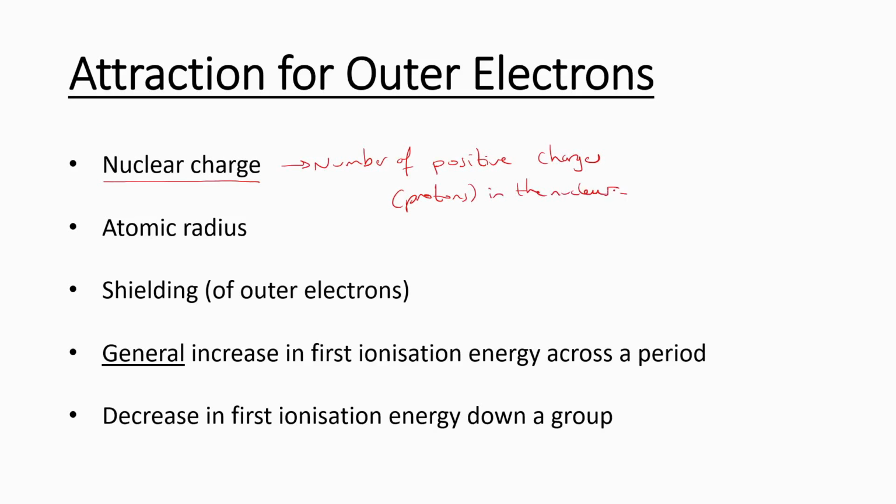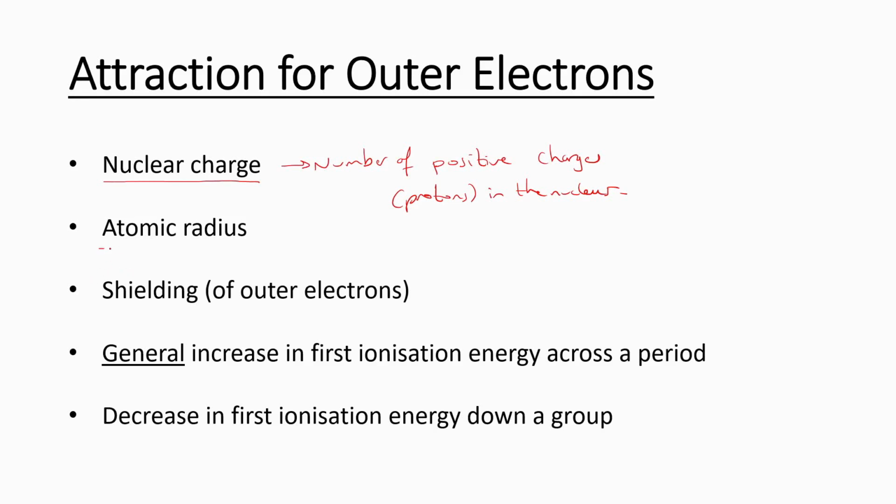Remember from GCSE and from elementary AS chemistry, you will know that each proton has a relative charge of +1. The more protons you have in the nucleus, the higher the overall charge in the nucleus, and we call this nuclear charge. If we have a higher nuclear charge, then we're going to have a greater attraction for the outermost electrons, so the ionization energy will be higher.